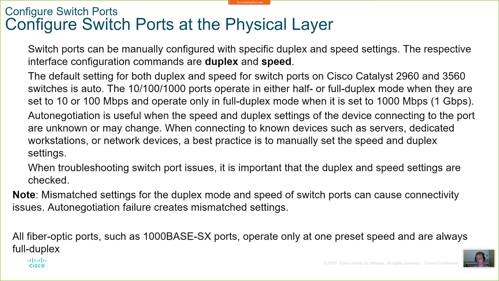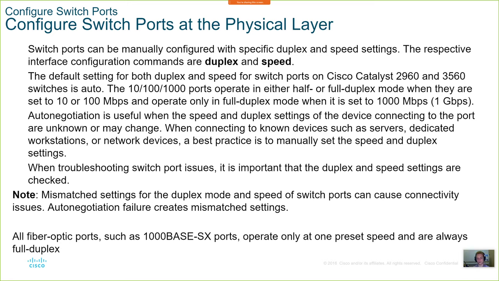You want to make sure 100% that it's either auto-negotiated and negotiating properly. There were some problems with negotiating 100 meg, so a lot of people will hard-code 100 meg connections. But usually 1 gig is super smooth, super easy. Now, at the bottom here, they say all fiber optic ports, such as this 1 gig base SX port, operate at one preset speed and are always full duplex. I'm not sure I agree with that statement. Some ports, maybe. One preset speed, yes. Full duplex, always. Maybe that port, yes.